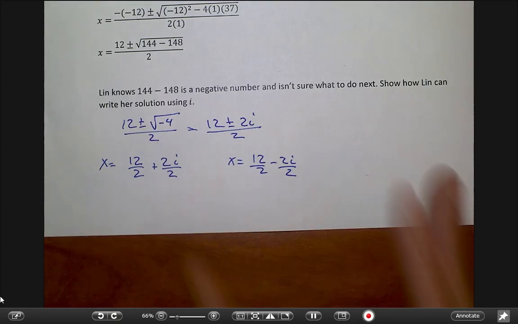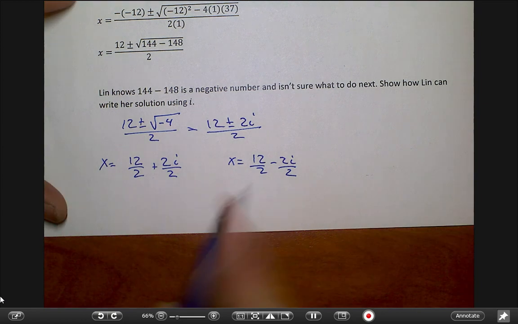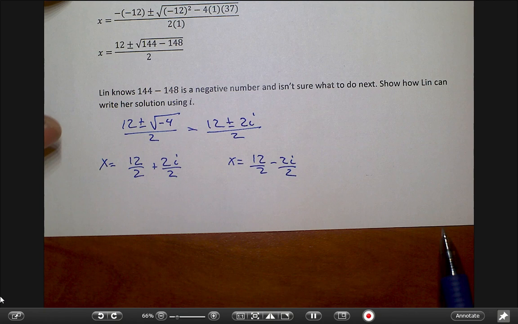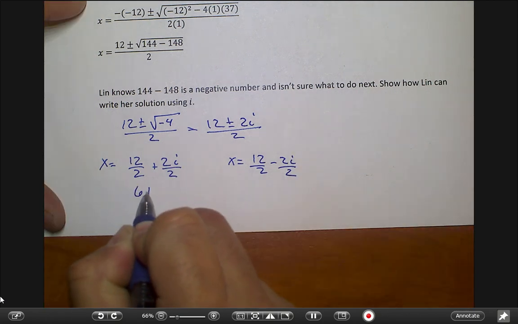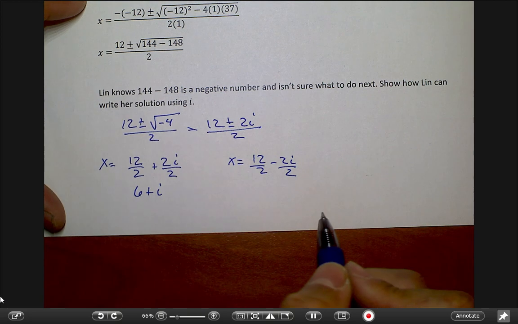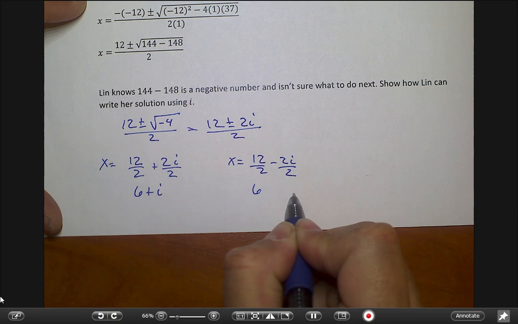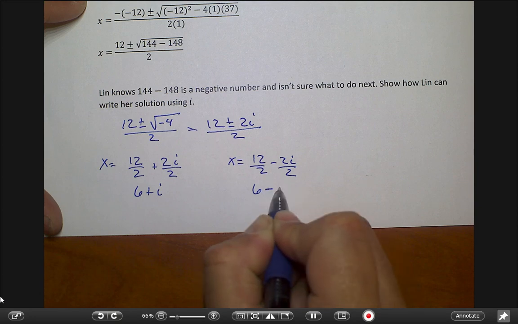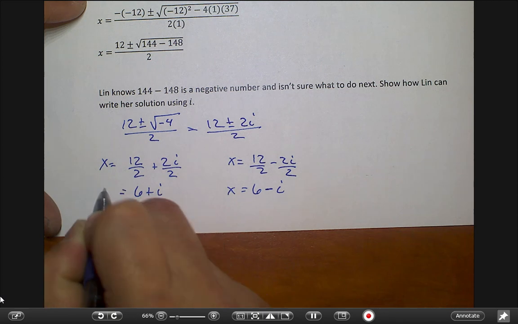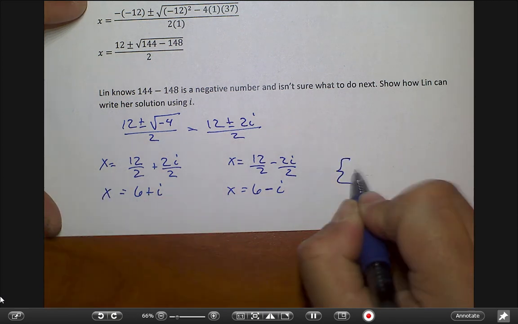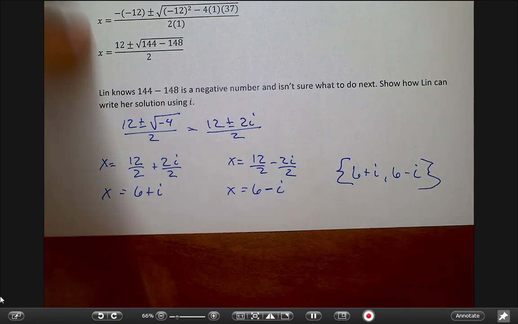And last bit of math. 12 divided by 2 is 6. And what about this 2 over 2? Just, yeah, cancel, so I'm left with I. So this is going to give me 6 plus I, right? This one over here is going to give me 6 minus I, right? So solution sets. There we go.